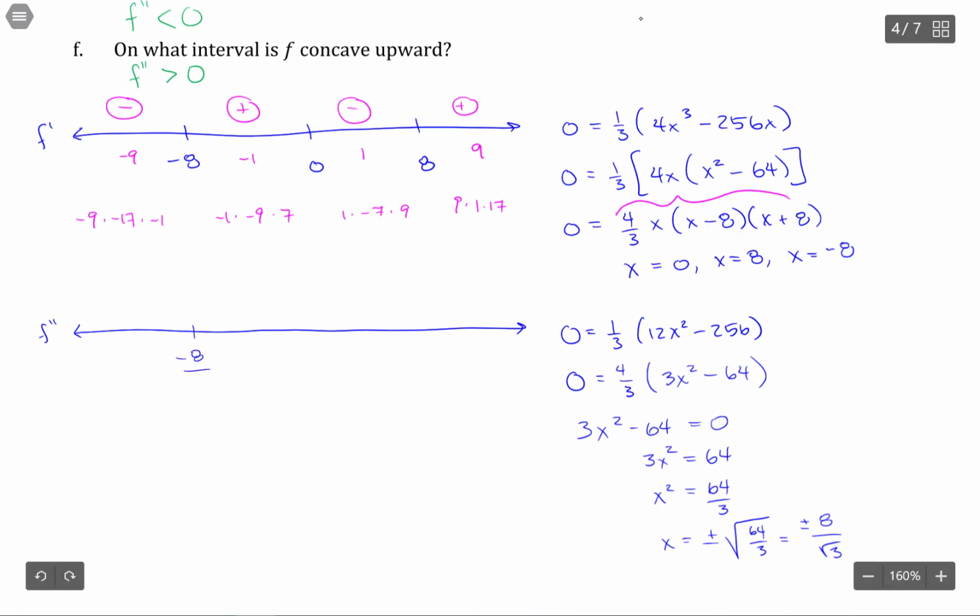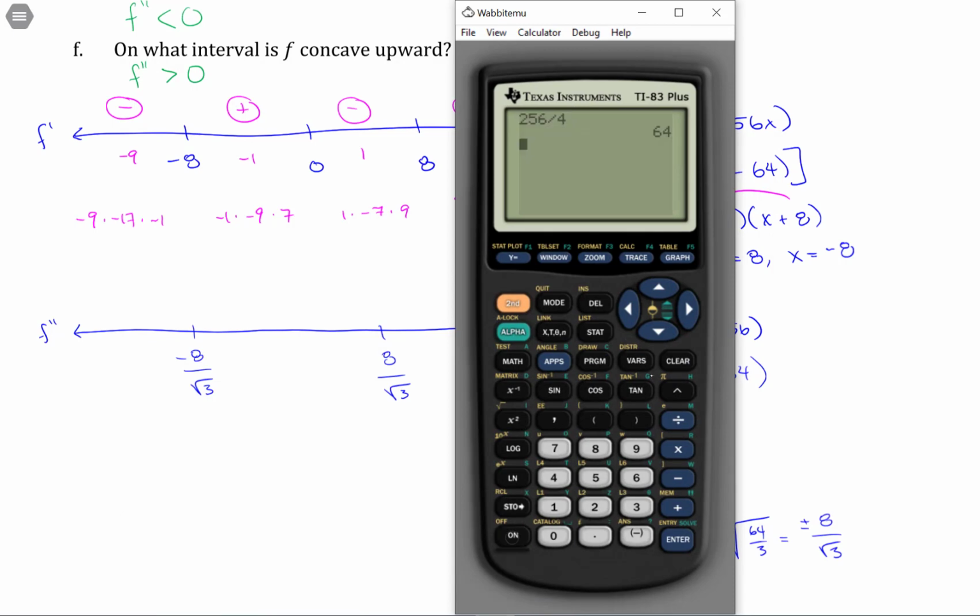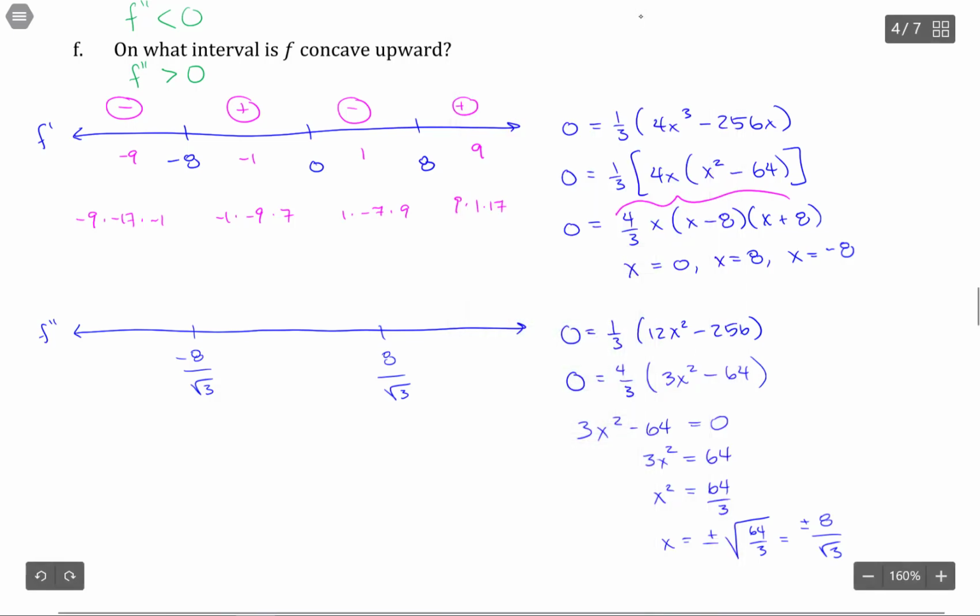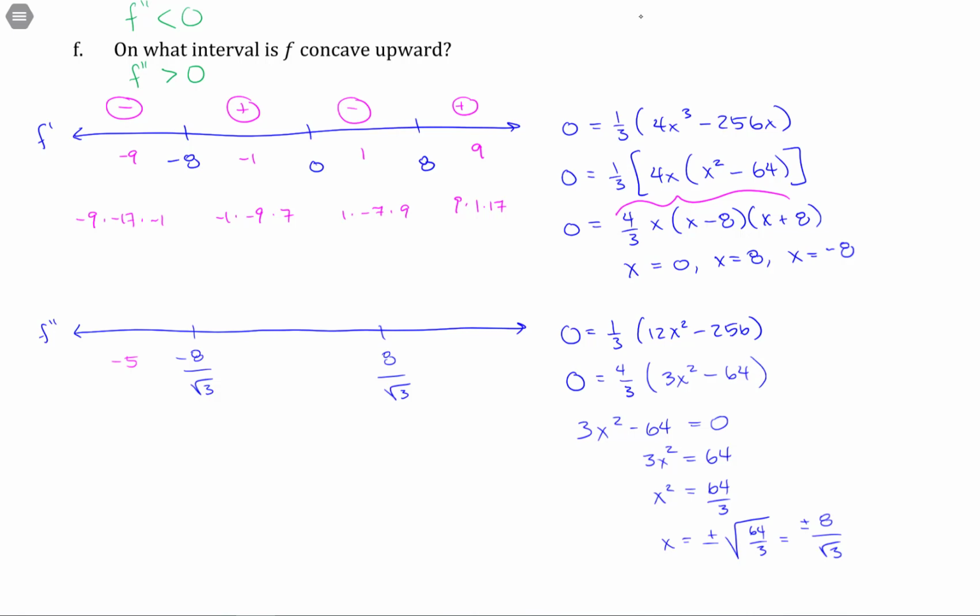So let's see. We have zeros at -8 over root 3 and at +8 over root 3. And what we need are some test values. But I don't know what this number is in order to pick a test value. So let's see. If I take 8 divided by the square root of 3, that gives me 4.61. So I could choose, say, -5 as a test value because that's smaller than -4.61. 0 is clearly on this interval, and +5 over here would work just fine.